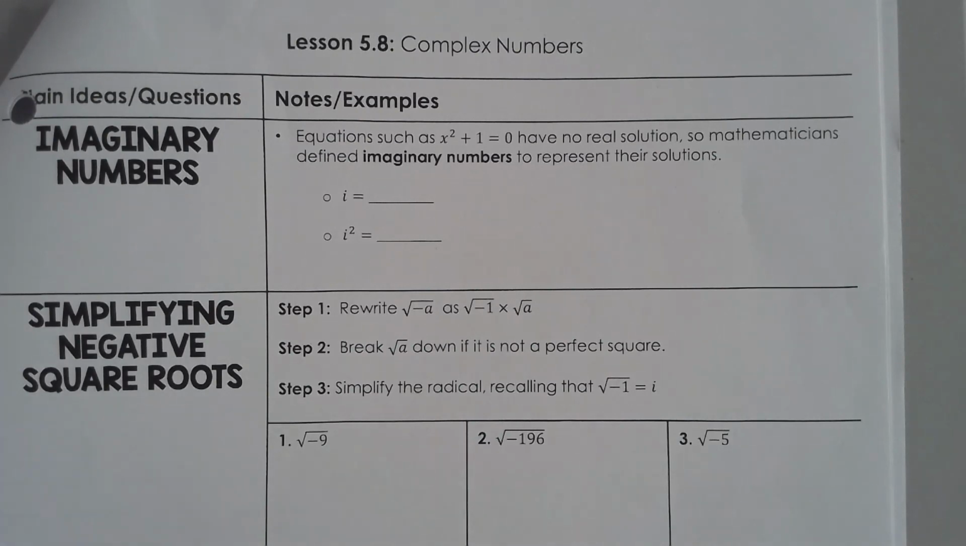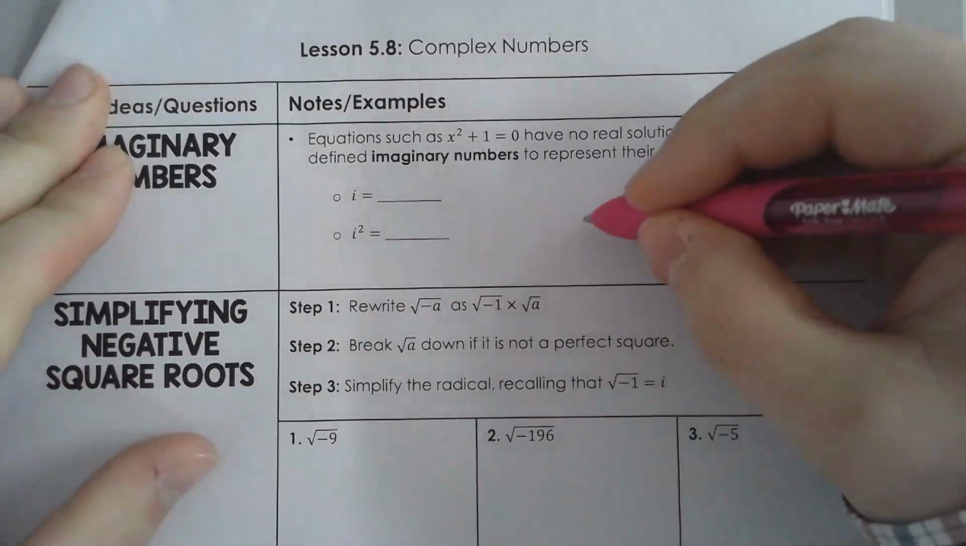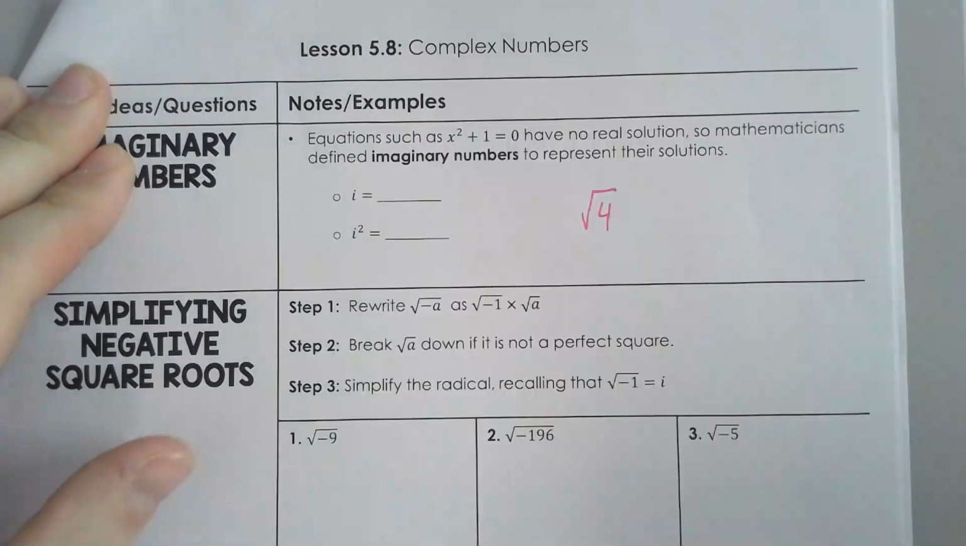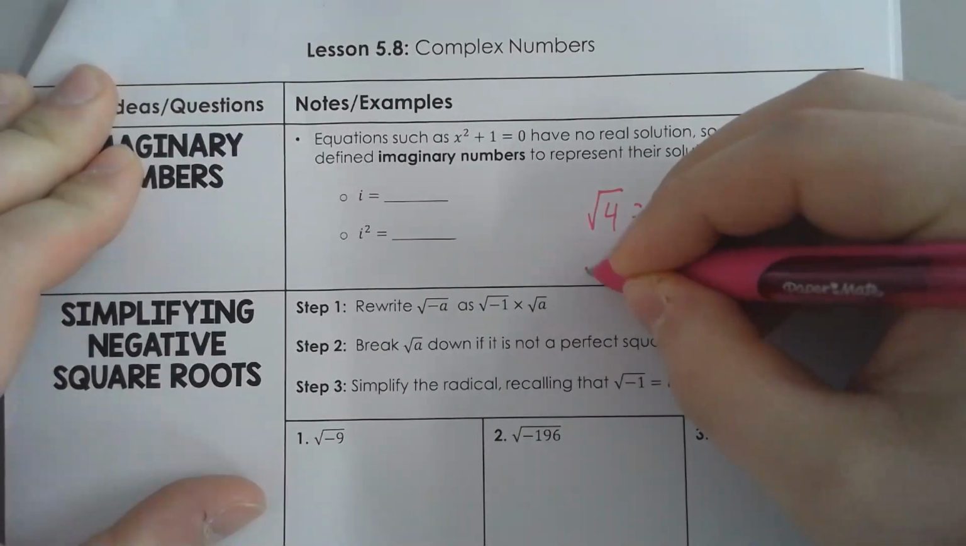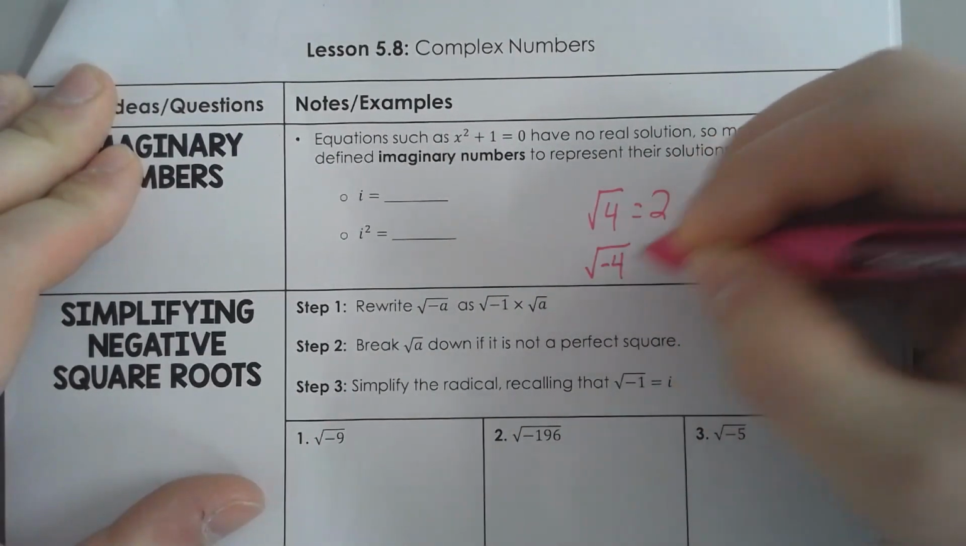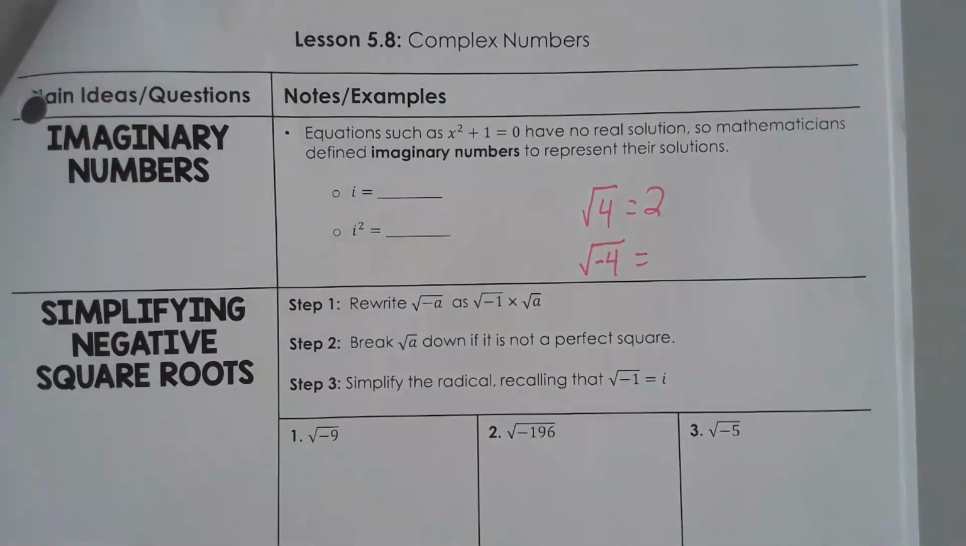Now, I know that sounds kind of silly to have an imaginary number. Why would we need to use our imagination to come up with numbers? Well, that's because sometimes you need them to solve equations. For example, if I asked you what the square root of 4 is? 2. That is 2. What if I asked you what the square root of negative 4 is?